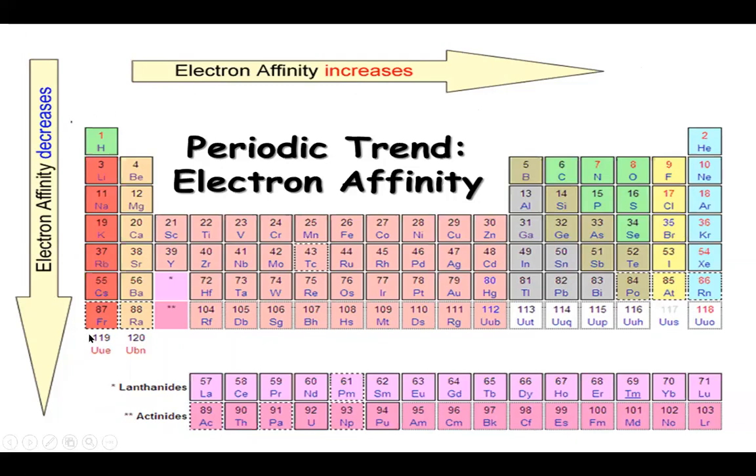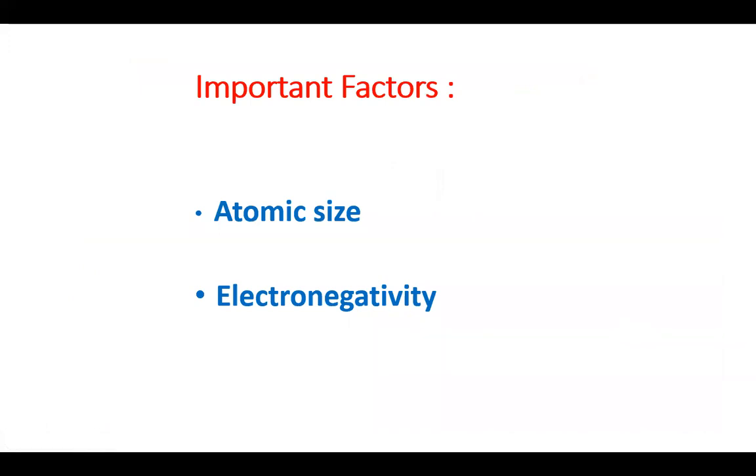The elements in the periodic table which are present on the left side have little tendency to attract electrons, while the elements on the right side of the periodic table, from 3A to 7A, have more tendency to attract electrons toward themselves. That's why they readily accept electrons and more energy is released. There are two important factors on which the value of electron affinity depends. Number one, atomic size, and the other is electronegativity.